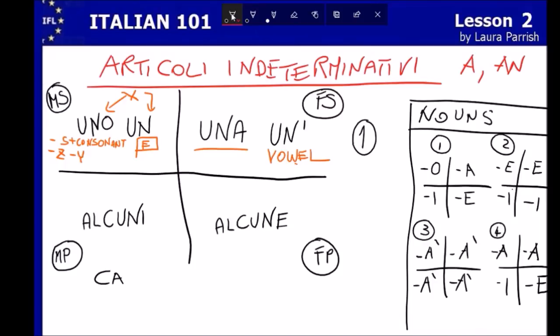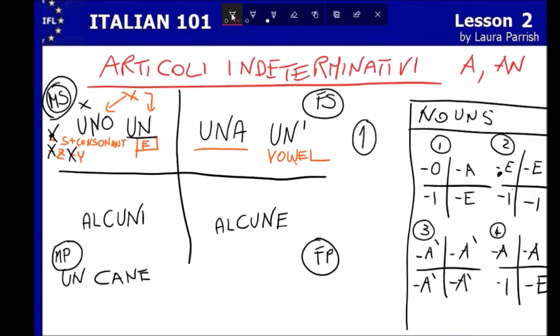Let's see one word. Cane. Cane, we already know what it means: dog, right? We know that because it's in this group, masculine singular, so we need to go here to pick up the right article. Let's start with this one, okay? And we analyze. We say, does cane start with S plus consonant? No. Does cane start with Z? No. Does cane start with Y? No. So by exclusion, it's got to be this. In fact, the right article is un cane.